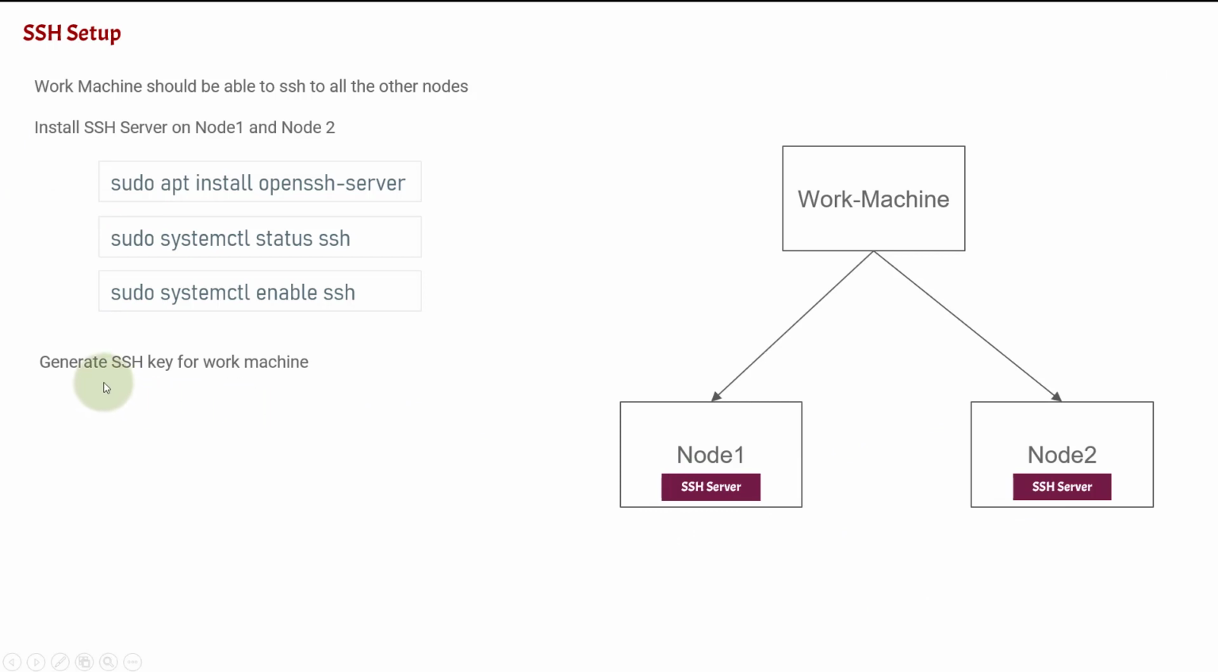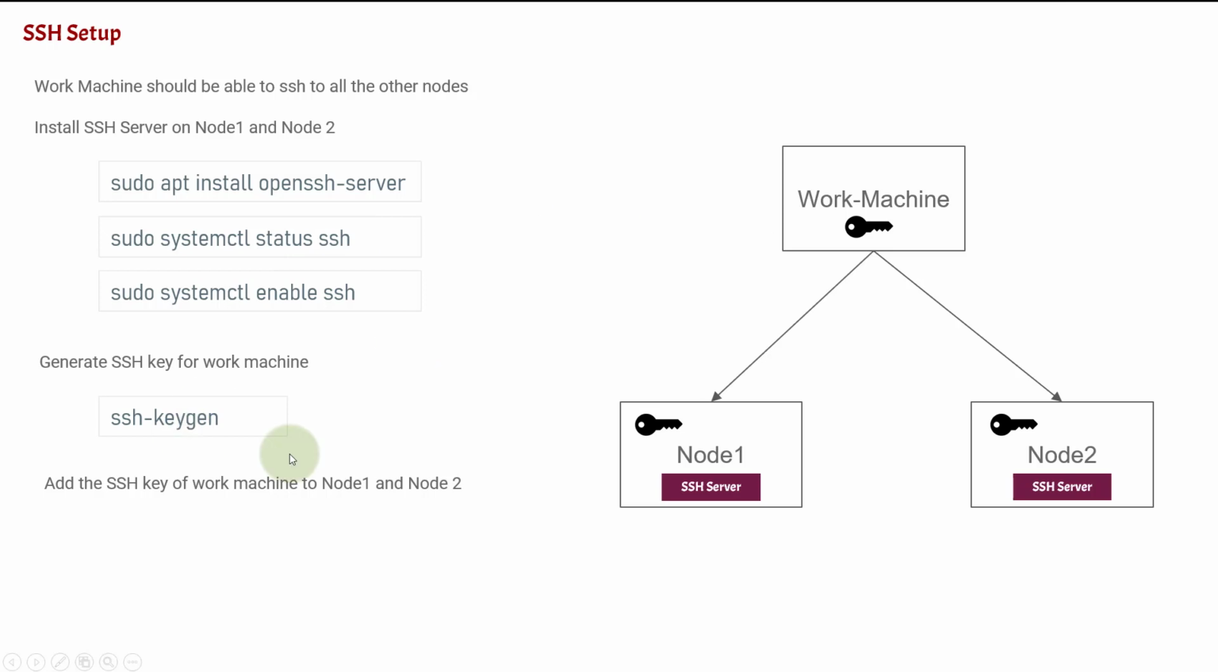The next step is to generate an SSH key on this work machine. Since the entry point is the work machine and we always want to connect to node 1 and node 2 through this work machine, we'll generate a key and put that key inside node 1 and node 2. That key can be generated using this ssh-keygen command, so that only the work machine has direct access to node 1 and node 2 and no other machine can directly access.